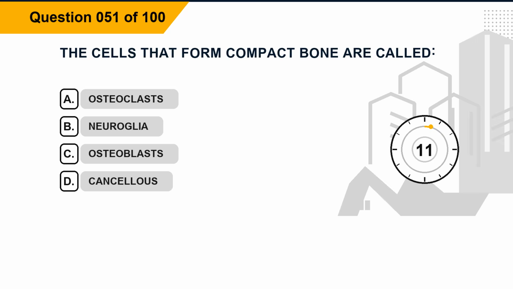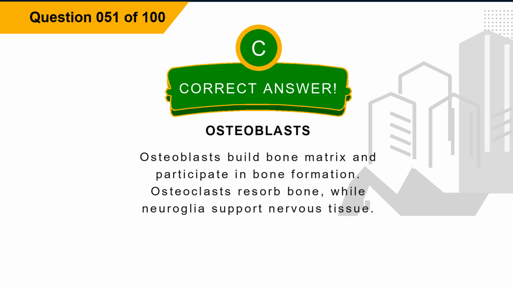Question 51. The cells that form compact bone are called blank. Option A. Osteoclasts. Option B. Neuroglia. Option C. Osteoblasts. Option D. Cancellous. The correct answer is option C. Osteoblasts. Explanation. Osteoblasts build bone matrix and participate in bone formation. Osteoclasts resorb bone, while neuroglia support nervous tissue.